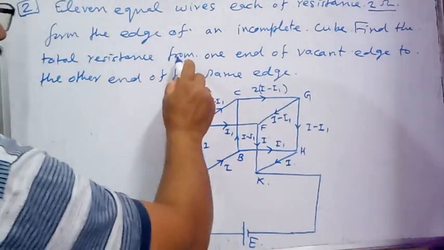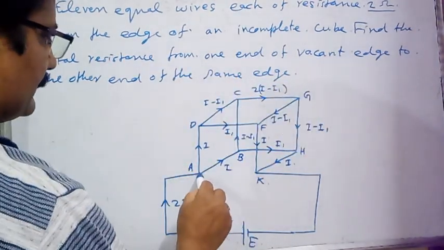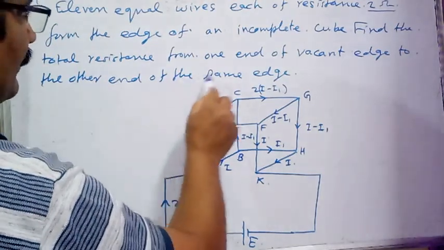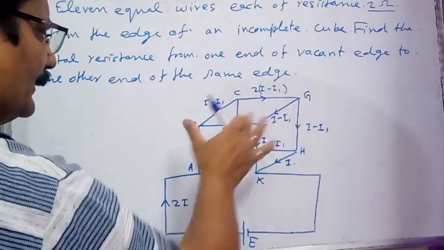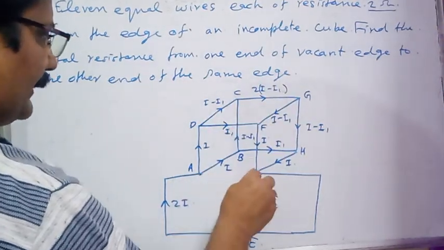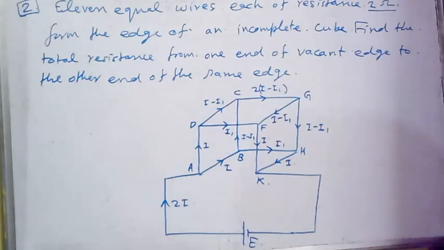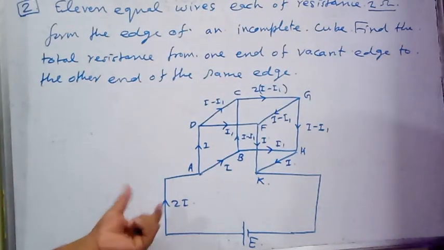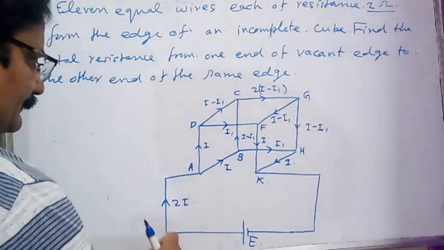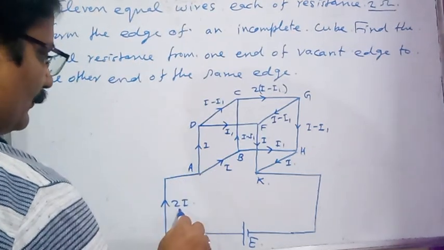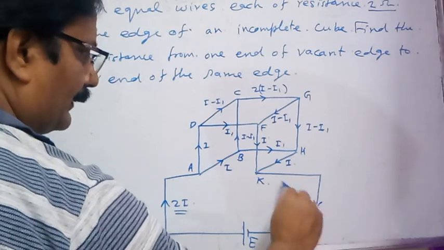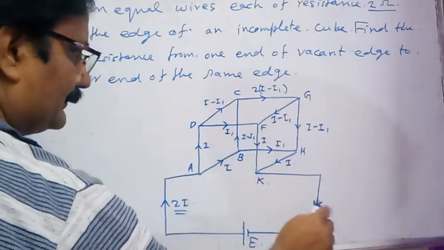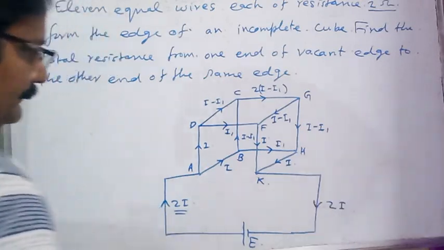Find the total resistance from one end of the vacant edge to the other end of the same edge. This means we have to find the equivalent resistance of this cube between point A and point K. So students, to solve this question, for the sake of convenience, we choose the total current entering the skeleton cube to be 2I, and the current returning to the cell after flowing through this path is again 2I.